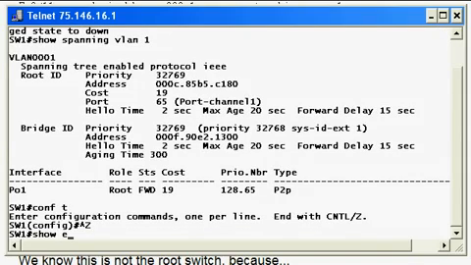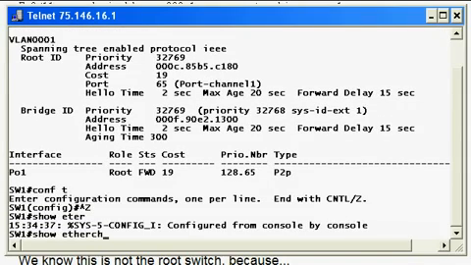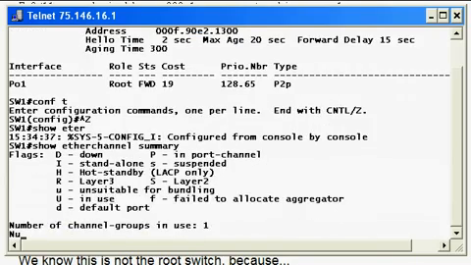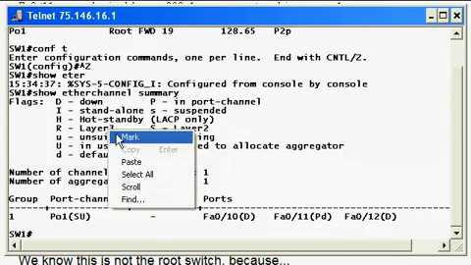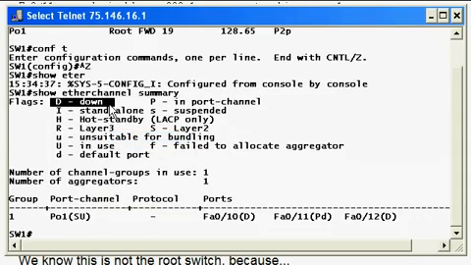Let's run that show etherchannel summary command again. And you can see now that we've got ports 10, 11, and 12 in there. But notice that a couple of them have a big old capital D next to them. And D stands for down, the capital D, so that is not a good thing.